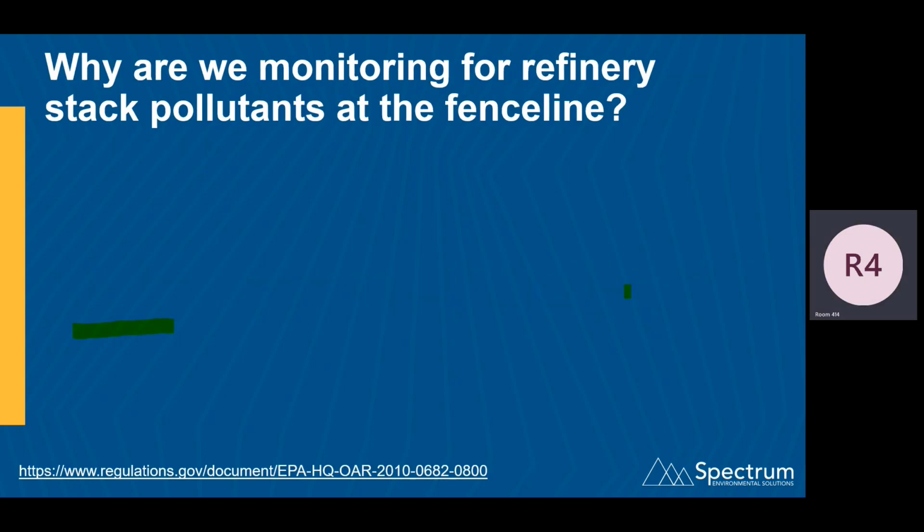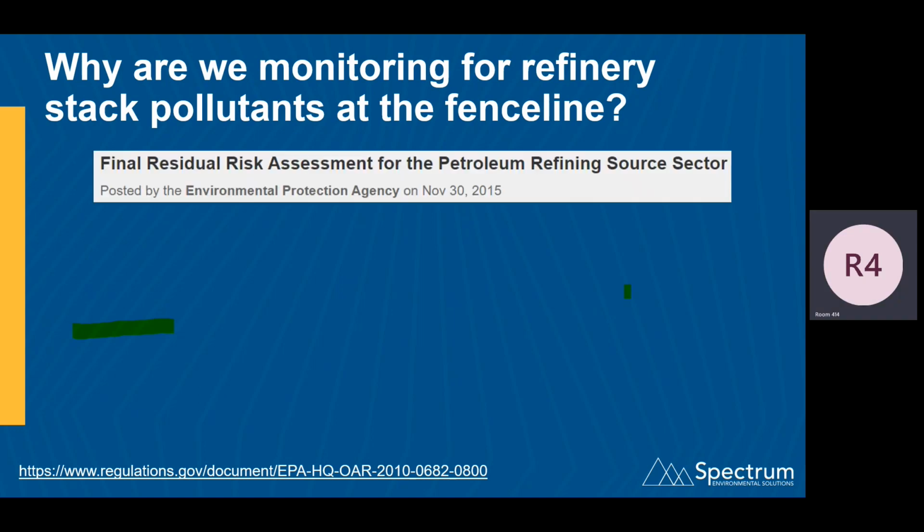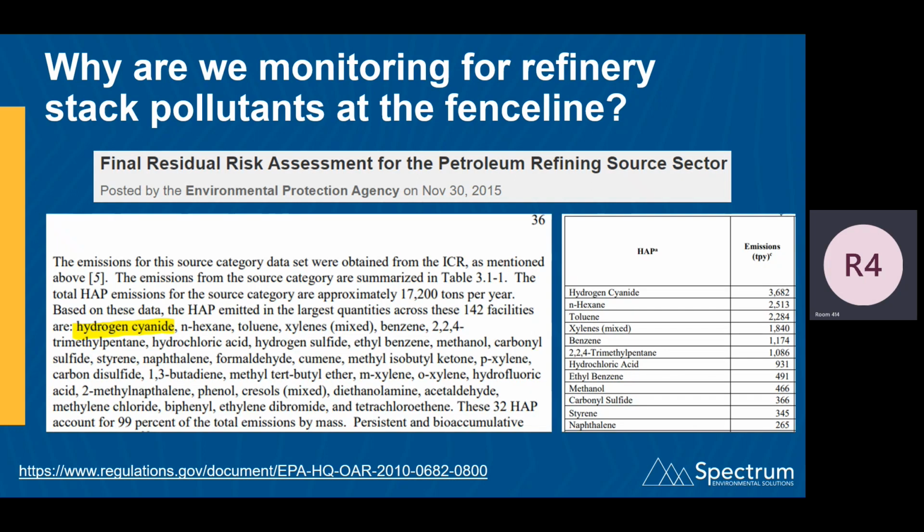why are we measuring stack pollutants at the refinery Fenceline? If you look into this, a lot of it comes back to this EPA report from 2015, their final residual risk assessment for the petroleum refining sector, where they categorized and listed all the HAPs in terms of emissions. And what's at the top of that list is hydrogen cyanide.